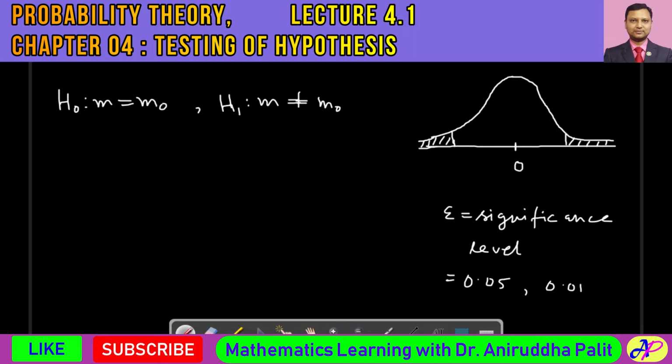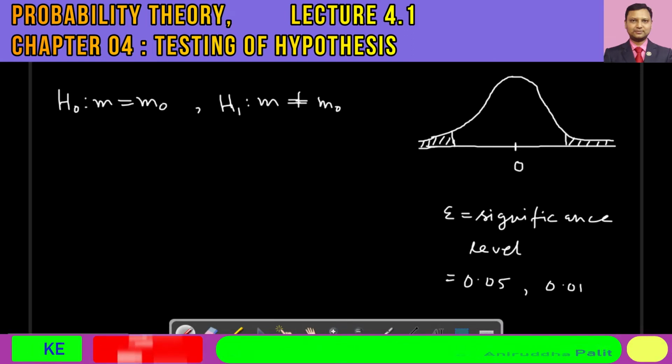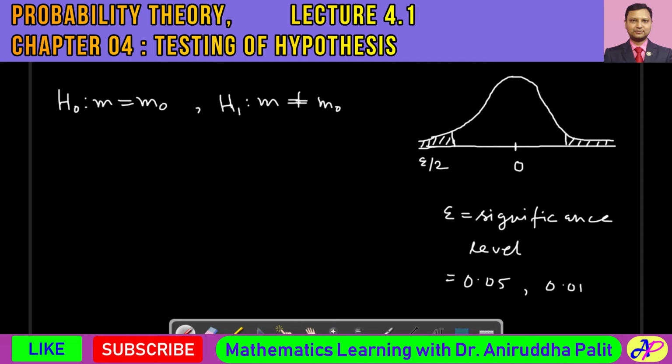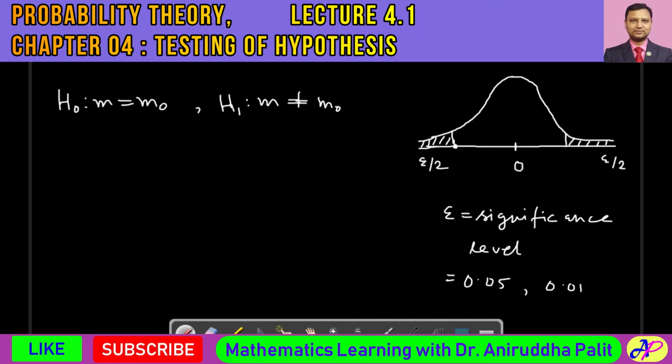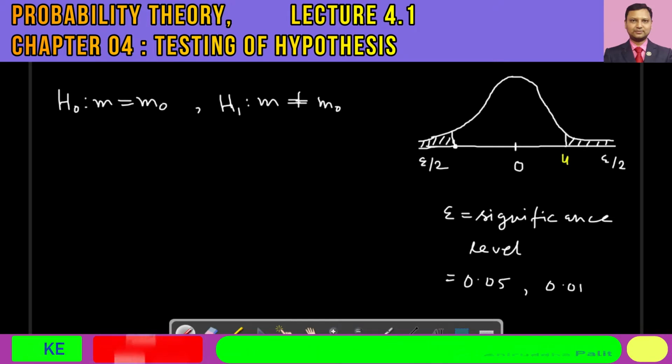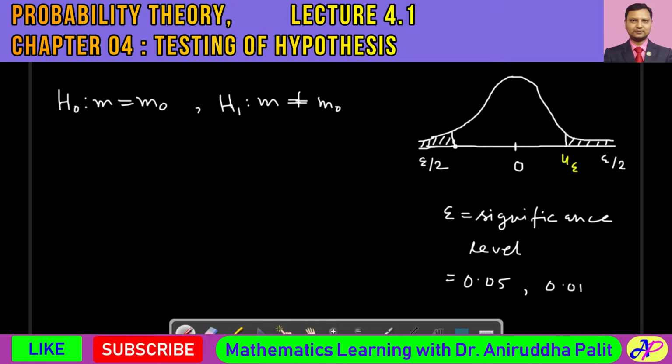Now, if this epsilon is divided into two portions, then this area would be equal to epsilon by 2, and this area would also be equal to epsilon by 2. Suppose these two points are equal to u epsilon and minus u epsilon, symmetric about the origin. Then how to determine u epsilon?